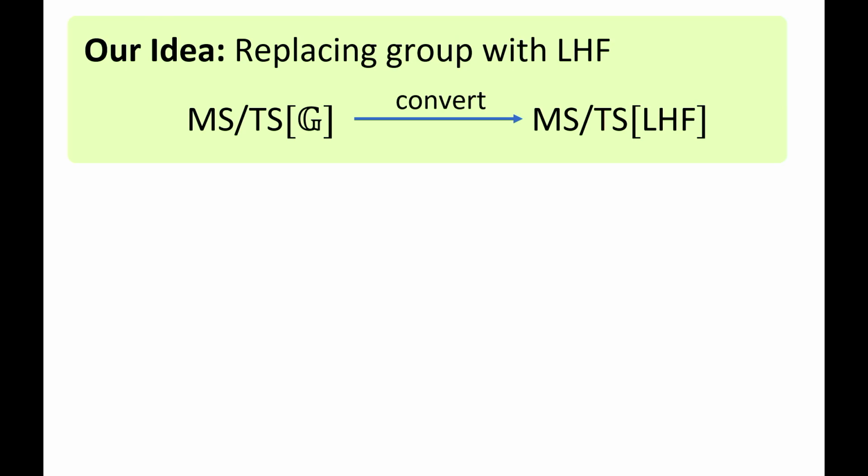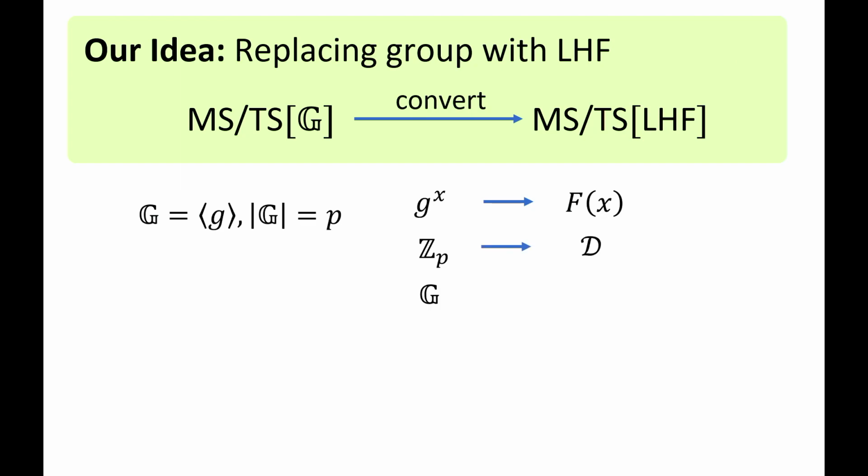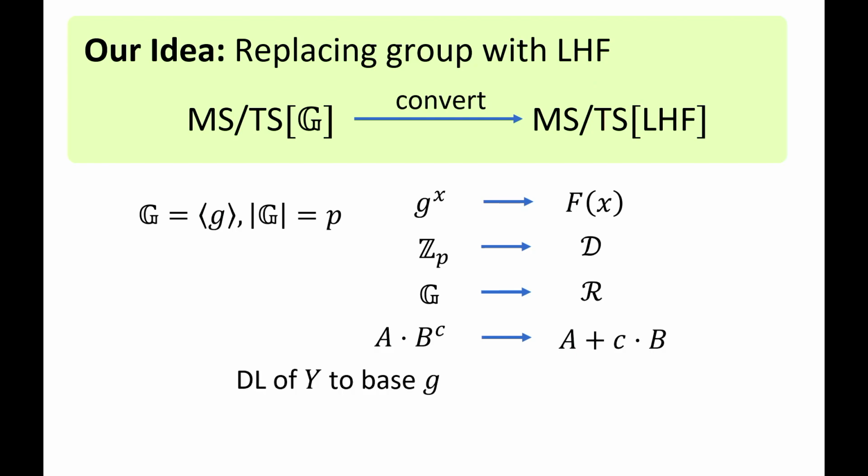And now I will show our idea of how to do the conversion. So it's fairly simple. Given a group with generator little g and size p, the idea is to convert all the exponential operations, g to the x, with F of x. Correspondingly, we also replace Zp with domain D, and the group with R, and also all the group operations with the operation in R. And then the d-log of y to the base g corresponds to the pre-image of y under F.